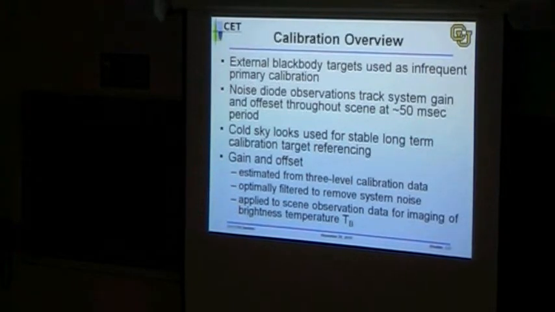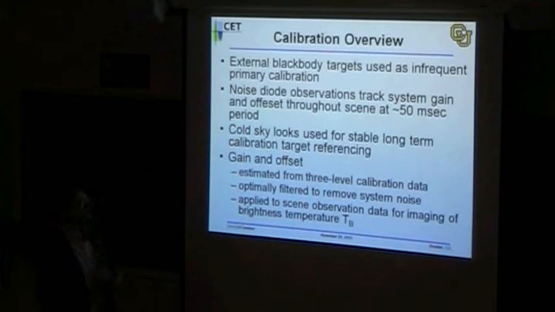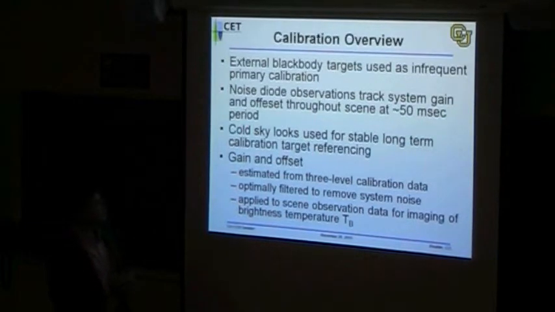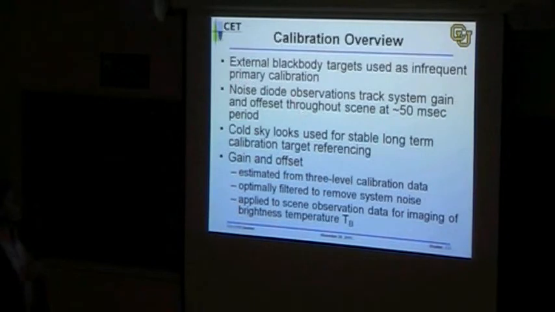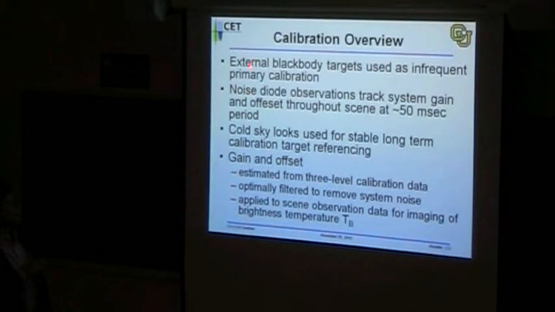And so what we do is we use what we call noise diodes to rather rapidly switch in references. Noise diodes can be switched in typically in a period of far less than a millisecond. And so if you take maybe 5% of your scene time and switch in these noise diodes, you can get a very common, very frequent calibration. But you don't know exactly what their temperature is, and so you still need the external blackbody targets. You have to reference, in other words, these measurements to that measurement.